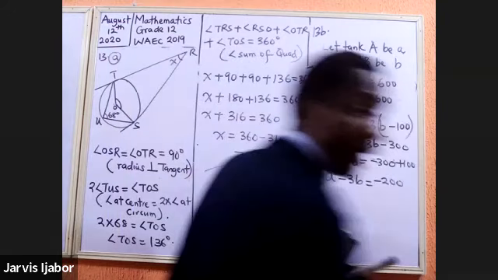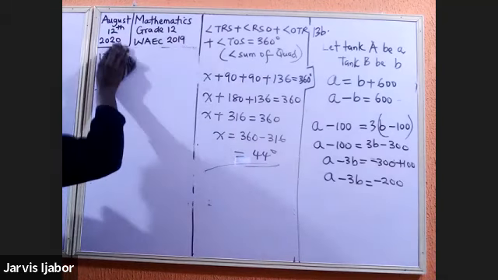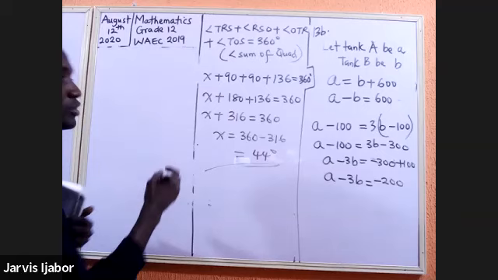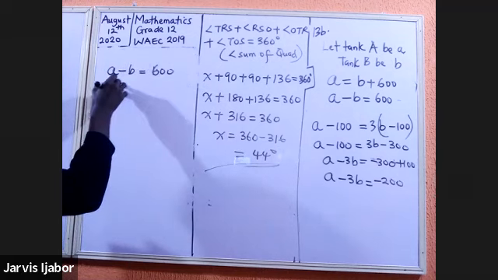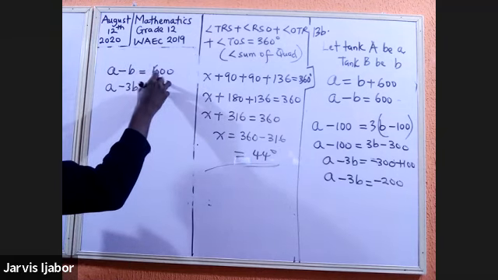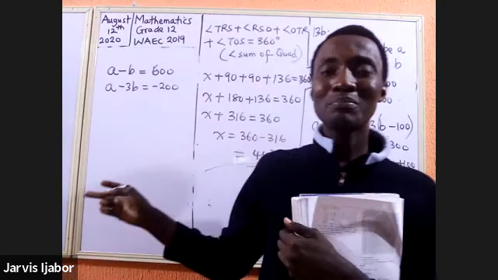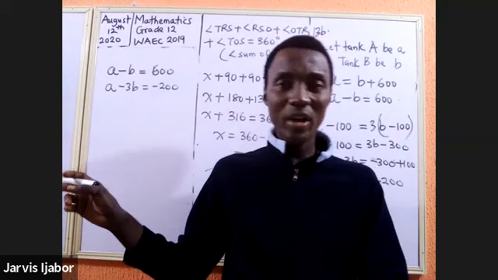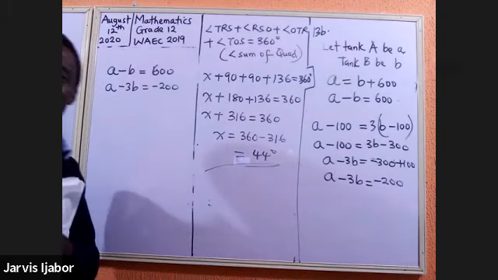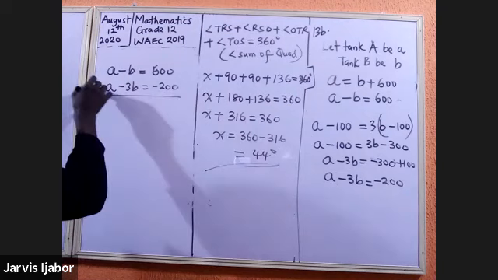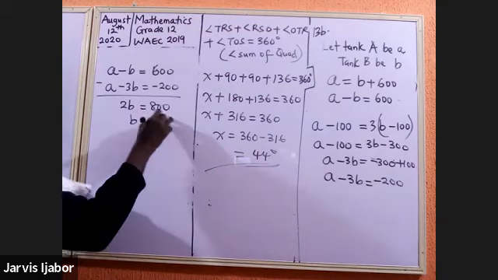Okay, from this point, I will now create my simultaneous equations. So from here, A minus B is equal to 600, and A minus 3B is equal to minus 200. Please, I hear some people say they will now use substitution. Please, I want to beg you, in this kind of question, your best bet is to use elimination. You are faster with elimination than with substitution. With this one, if I subtract, this will be 2B equal to 800 and B will be equal to 400, if I got that right.